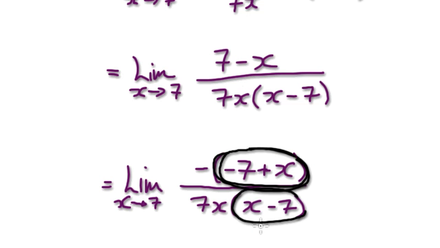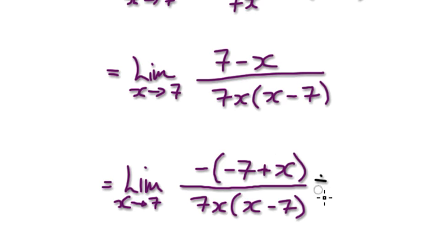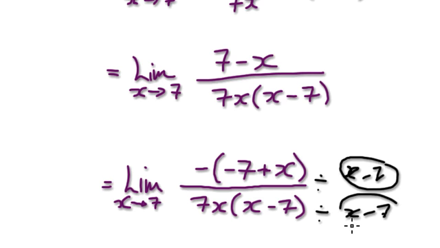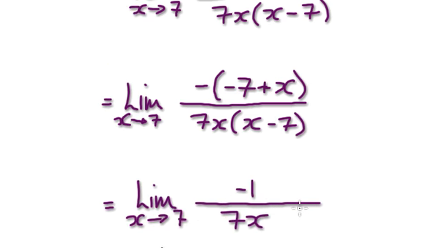And by the way, they are the same. This is positive x. This is positive x. This is negative x. Negative 7. This is negative 7. So they are in fact the same. Because they're the same, they will kill off each other. We can divide top and bottom here by x minus 7. In short, these two will just cancel each other out, giving you this minus 1 over 7x.